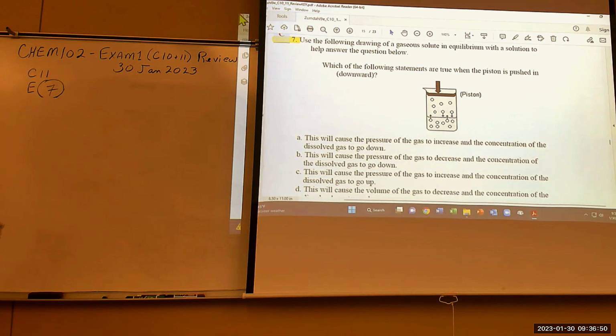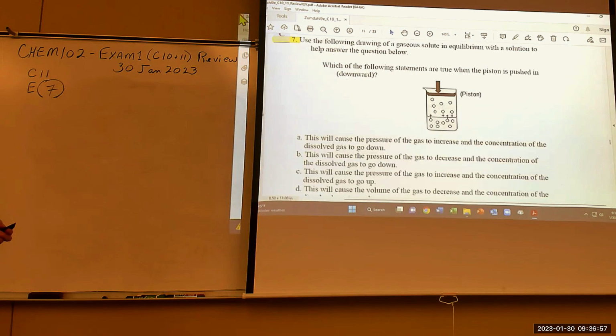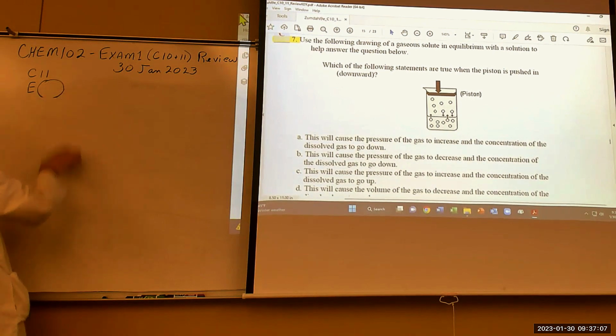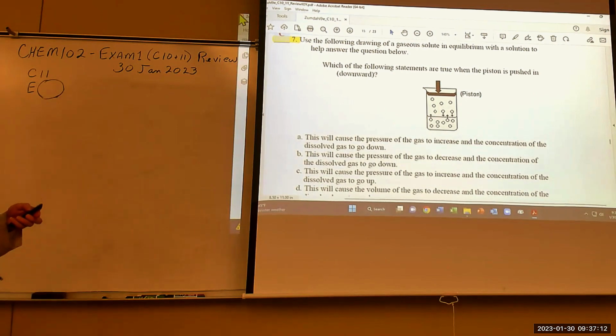And if we look at E, no, that can't be it either. So it has to be C, excuse me. This will cause the pressure of the gas to increase and the concentration of the dissolved gas to go up. That's Henry's law. And you don't even have to know why.